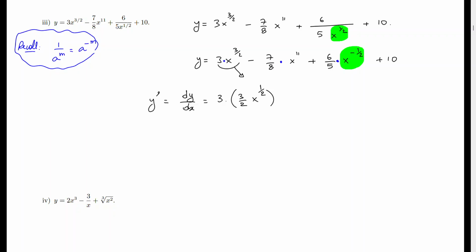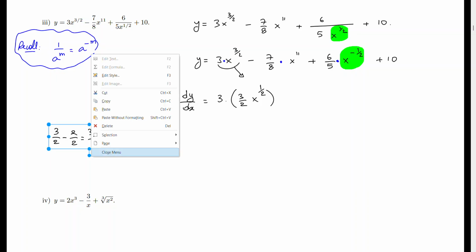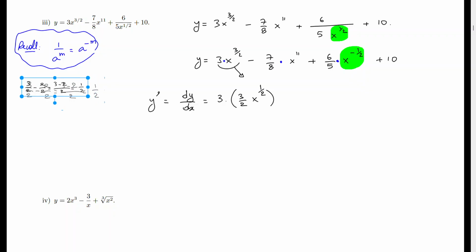So I'm just going to do that right away. And if you don't know how to do it, just use a calculator or go to a scratch paper and do 3 halves minus 1. That's the same thing as 3 halves minus 2 halves. Since the denominator is the same, all I have to do is subtract the numerators, and I just get 1 half at the end. So that's how you can do that without a calculator in case you don't know.